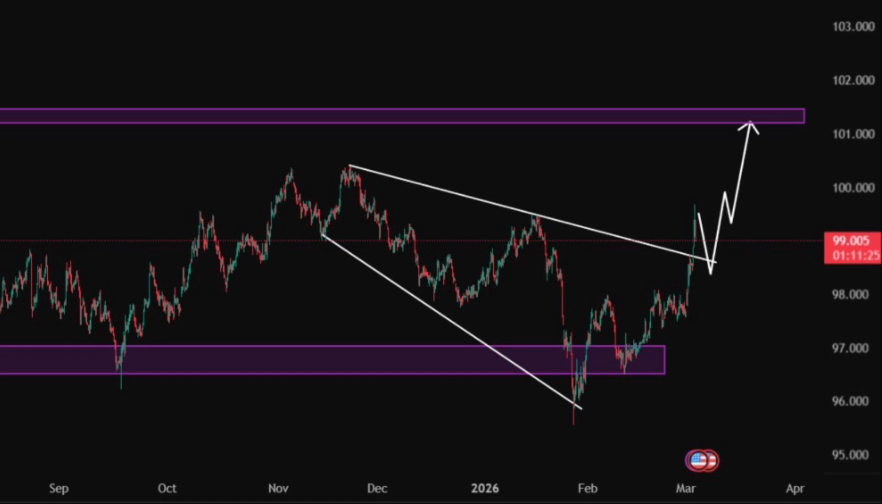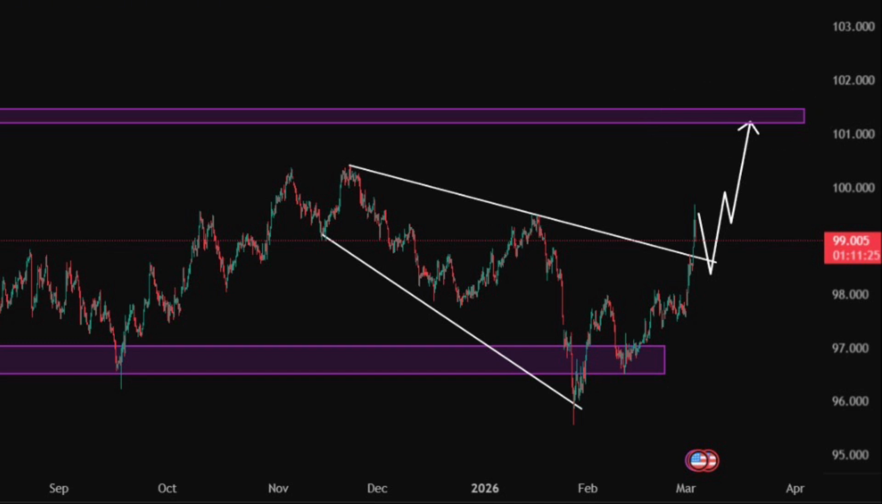If buyers step in and defend that level, that's your confirmation that this is a true structural reversal, not just a fake breakout. If that retest holds, the path opens toward the primary supply zone between 101.20 and 101.60. That's the next major upside objective.